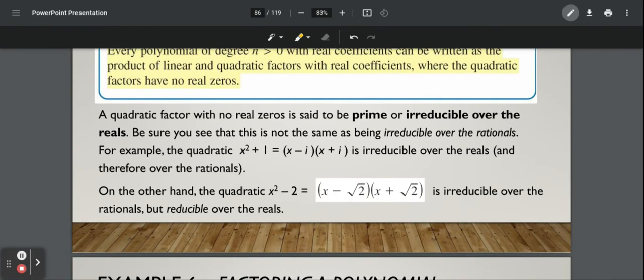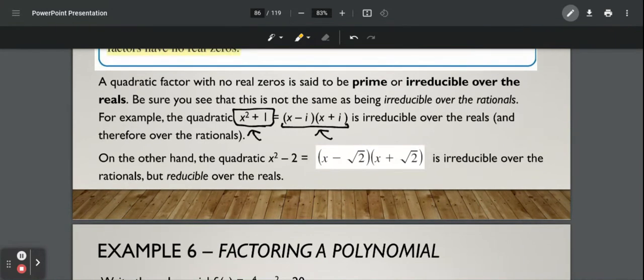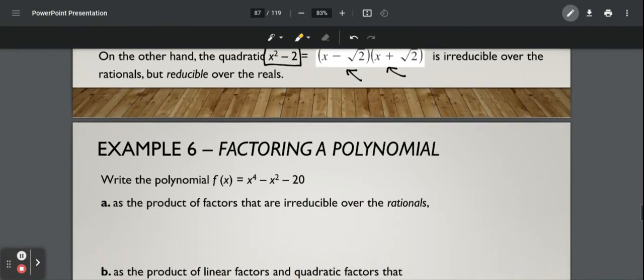A quadratic factor with no real zeros is said to be prime or irreducible over the reals. So if you had a quadratic left that was x squared plus 1, and they said to factor over the reals, we would leave it in this form. But if it said to factor completely over the complex numbers, then we would need to factor it down into this form. If you had a quadratic that was x squared minus 2, you could still factor it over the reals. The factors wouldn't be rational numbers, they would be irrational, but root 2 and negative root 2 are still real numbers.